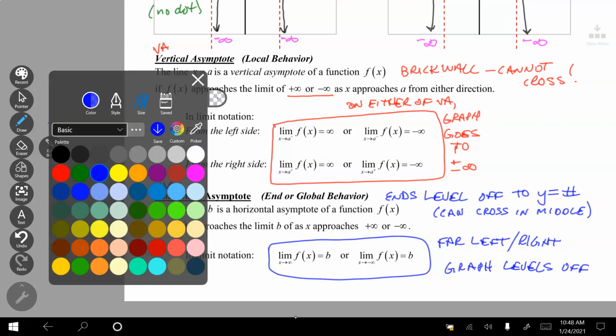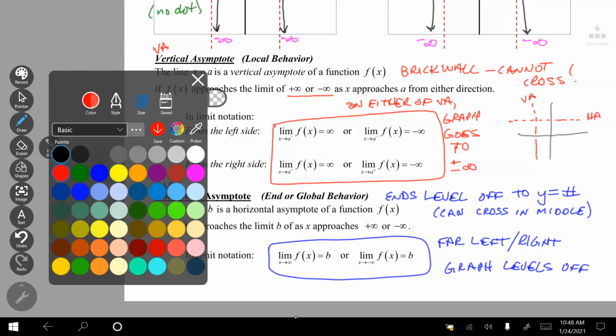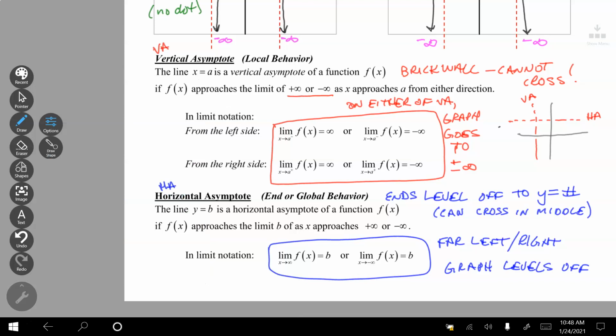I could draw a little example of this. Something like this. I'm going to just draw a simple one. Here's a VA. Here's an HA. I could draw something like this. Level down to negative infinity, level on the left down to negative infinity, and level on the right up to positive infinity next to the VA. Something like that. That's what they do.